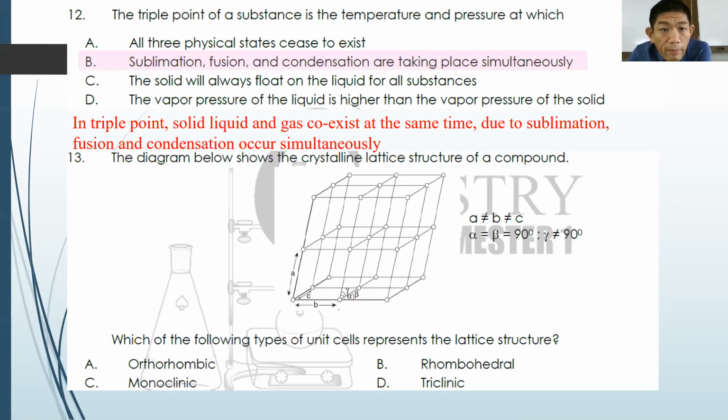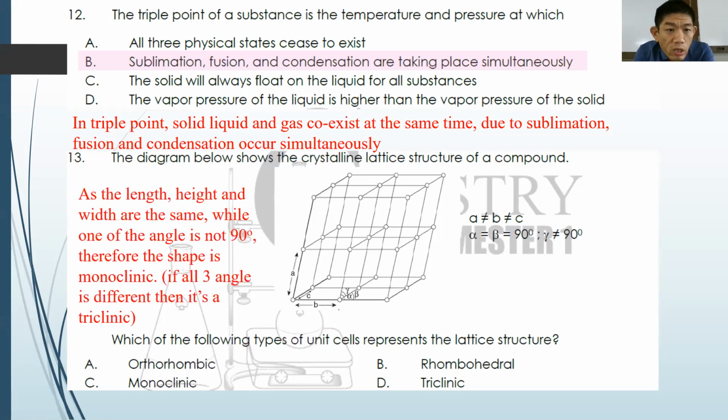Number 13, the diagram below shows the crystalline structure of a compound. If you study carefully the characteristics, the height, the length and the width are different. Two of the angles are the same and one is different. So these are all trying to describe the properties of monoclinic.